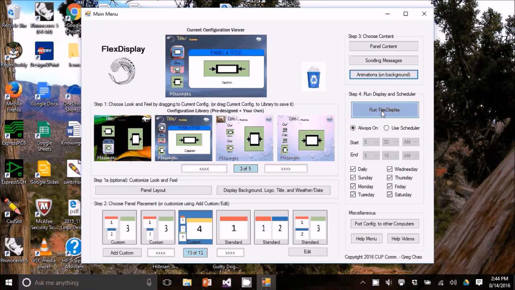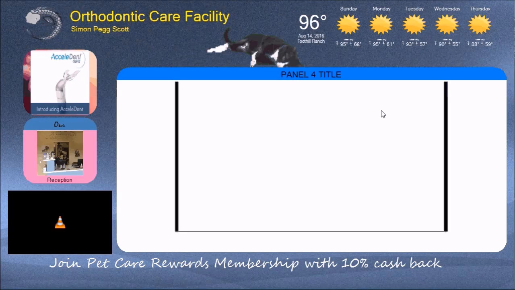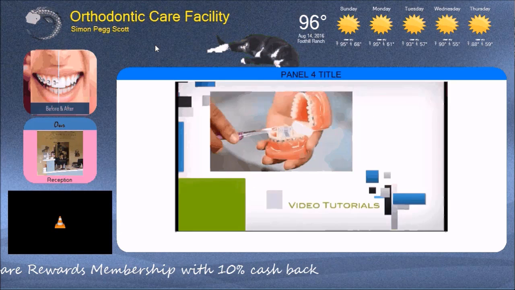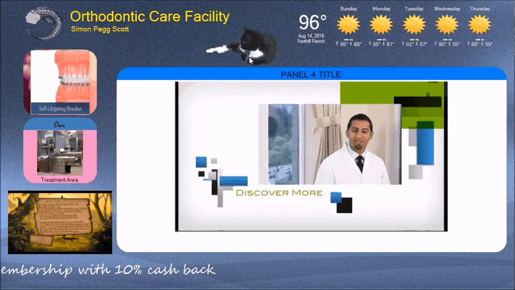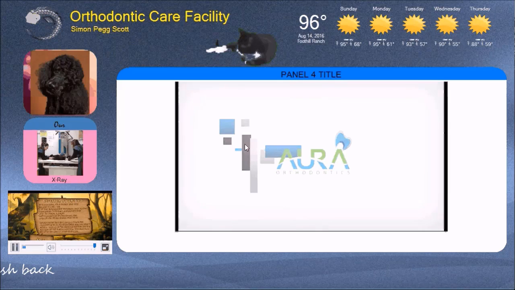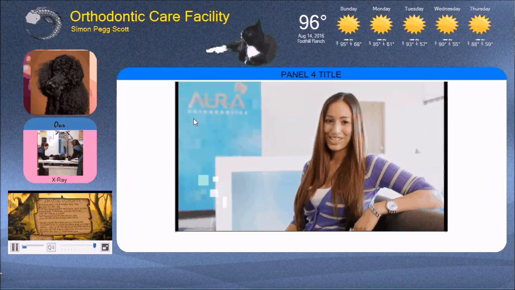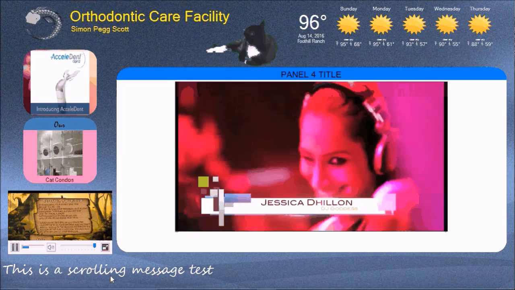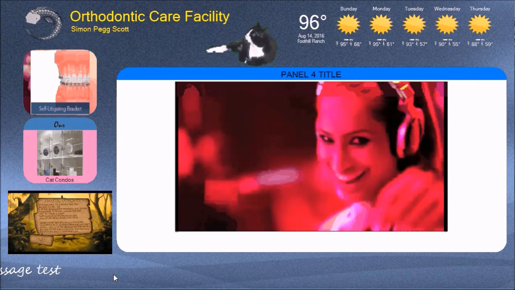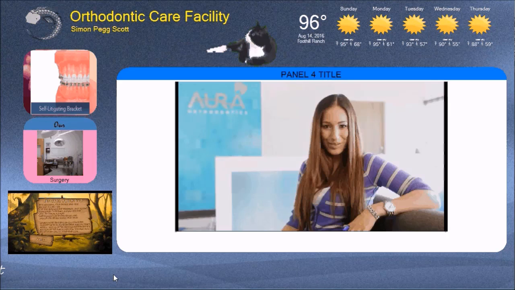Okay, so let's hit Run FlexDisplay. And you now see the logo with the title and subtitle, the 5-day forecast, the animation of the cat, 4 panels with various backgrounds and transitions, and then the scrolling message on the bottom with different effects.